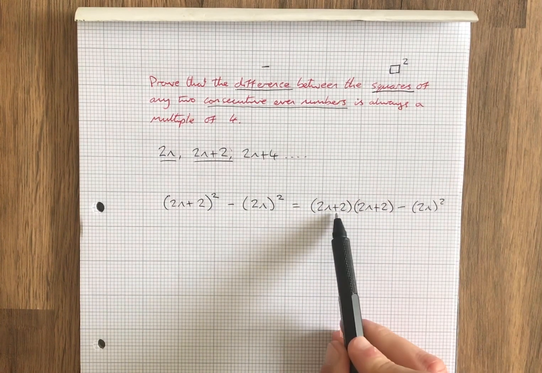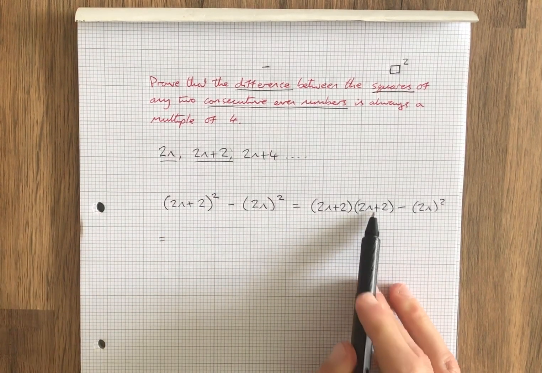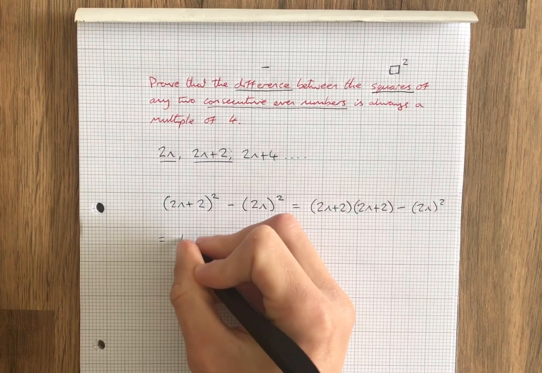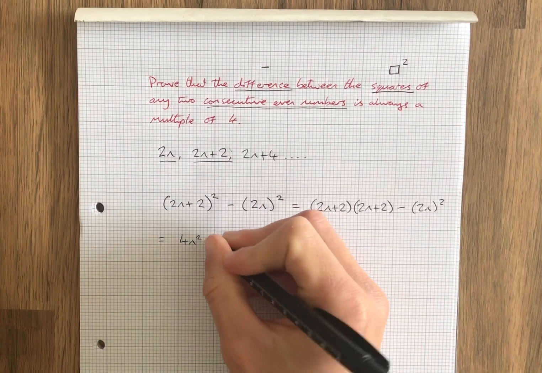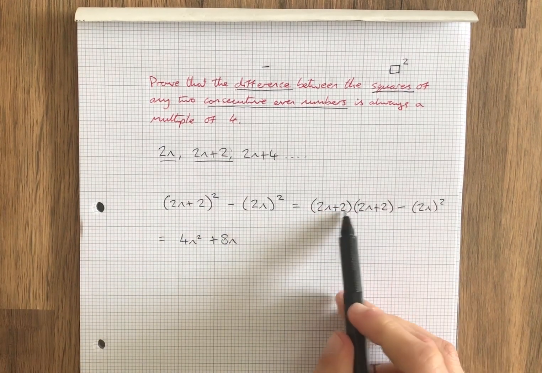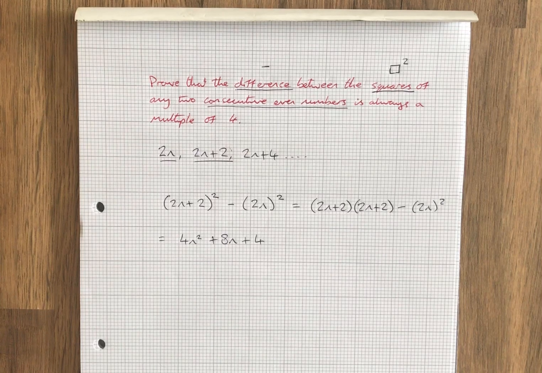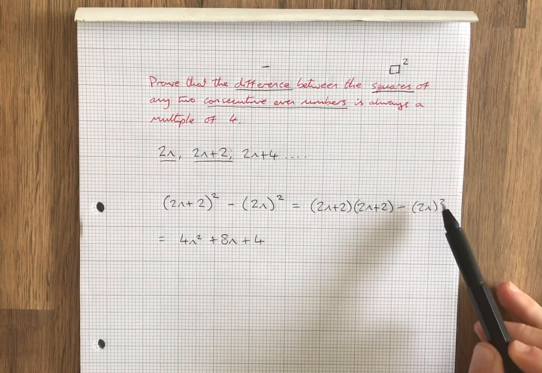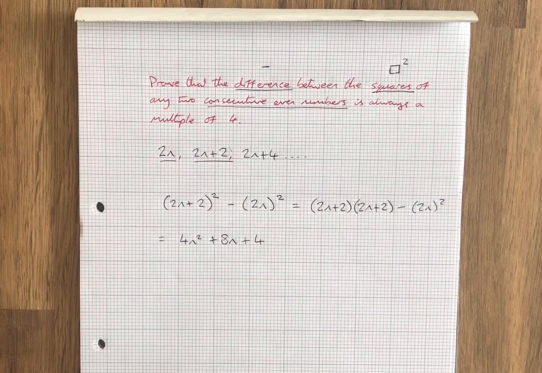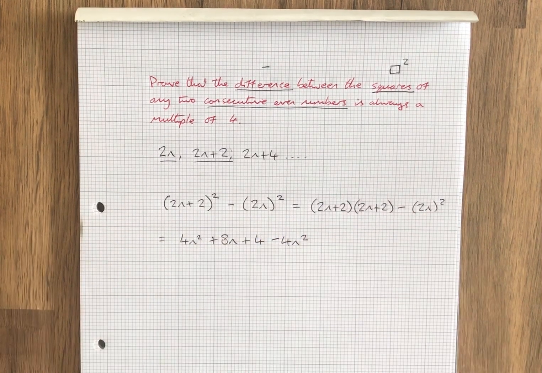So we need to think carefully about how we're going to expand these brackets here before we come to subtract the result of this. So if we expand these double brackets, 2n times 2n will give us 4n squared. We've got plus 4n, plus 4n, which will give us plus 8n. And then plus 2 times plus 2, which is going to give us plus 4. So that's what we get when we expand the double brackets. And for the final step, we're going to take away (2n) squared. 2n times 2n is going to be 4n squared. So we're going to be taking off 4n squared from that.